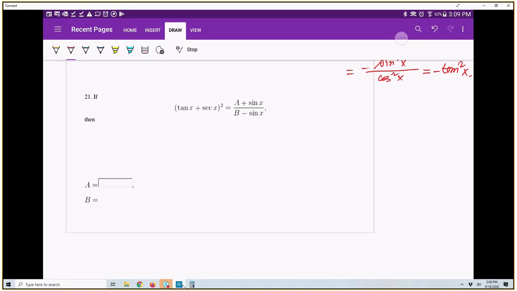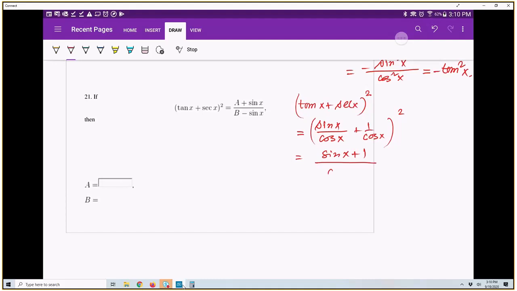So you have to write tangent x plus secant x whole to the power 2 in terms of a plus sine x over b minus sine x. So we'll start with tangent x plus secant x whole to the power 2. So what I can do, I can write it as sine x over cosine x because my answer is in terms of sine x. And then secant x, write it as 1 over cosine x, whole to the power 2. So that is sine x plus 1 over cosine x whole to the power 2. So if I square, I get sine x plus 1 whole to the power 2 over cosine squared x.